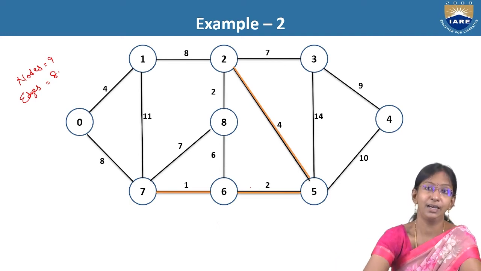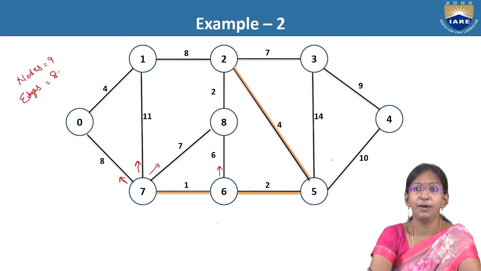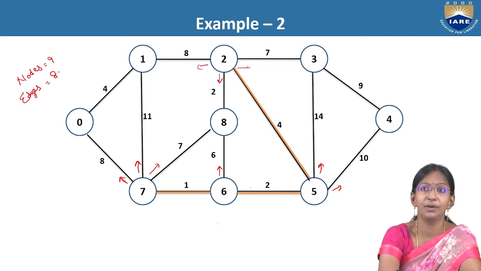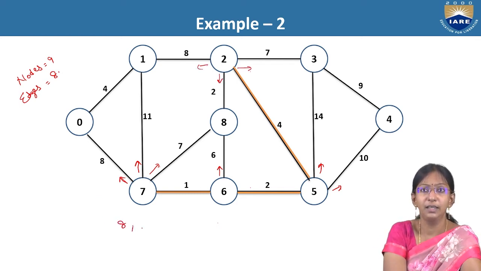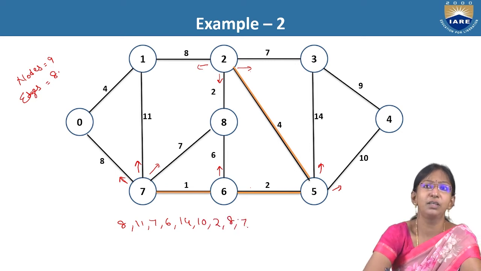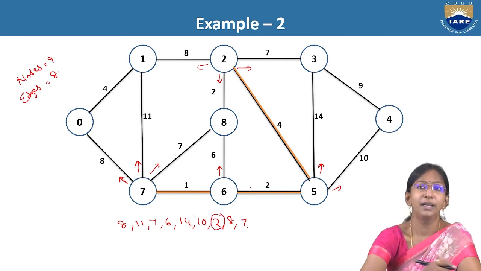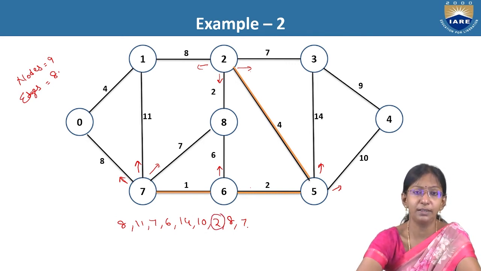Let's see, once again have a look at all the weights. 7 is having 8, 11 and 7. 6 is having 6, 5, 14 and 10. Coming to 2, it is having 2, 8 and 7. Let me make a note of it. 8, 11, 7, 6, 14, 10, 2, 8, 7. What is the least one? Least cost is 2. Okay, that means it is an edge between node 2 to 8.